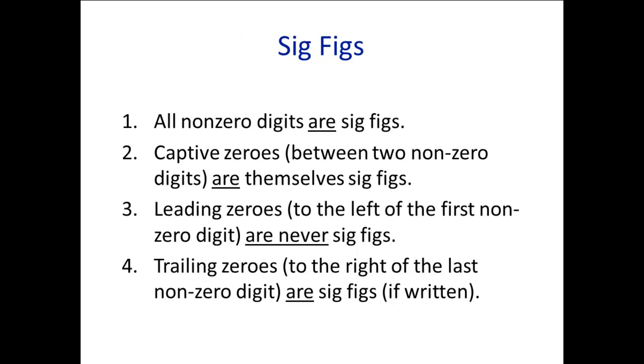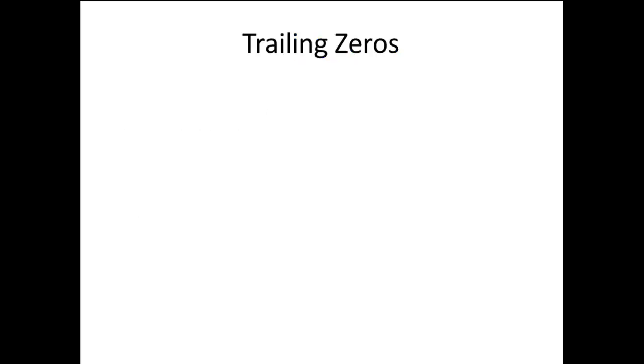4. Trailing zeros to the right of the last non-zero digit are sig figs if written. Let's look at Rule 4 a little more closely. If the trailing zeros are to the right of the decimal point, like, for example, 25.00 meters, clearly they have been measured or estimated, and therefore all of these trailing zeros are sig figs.